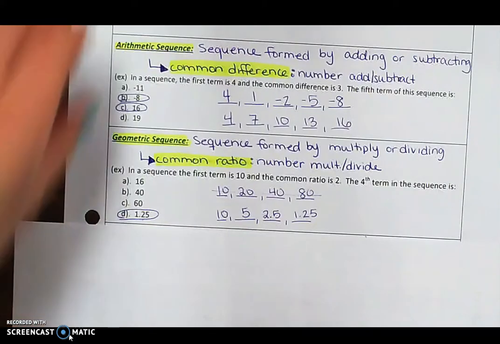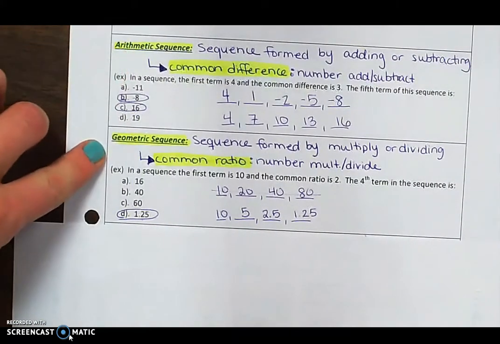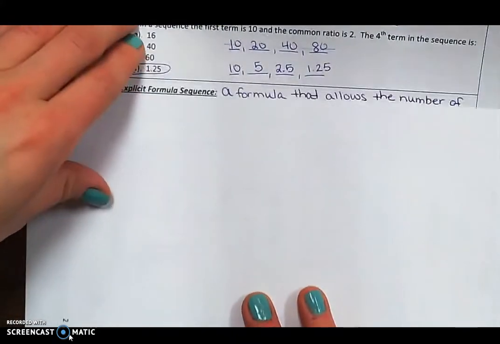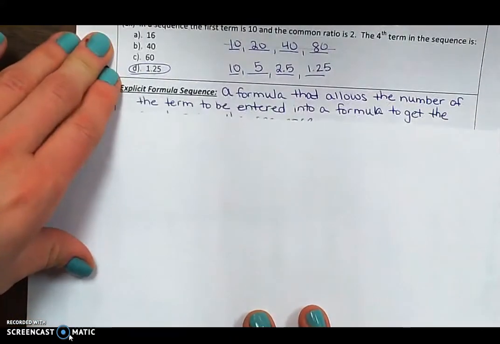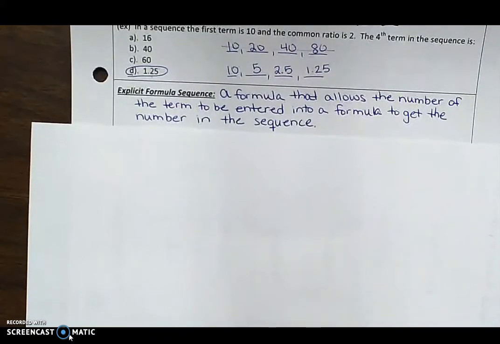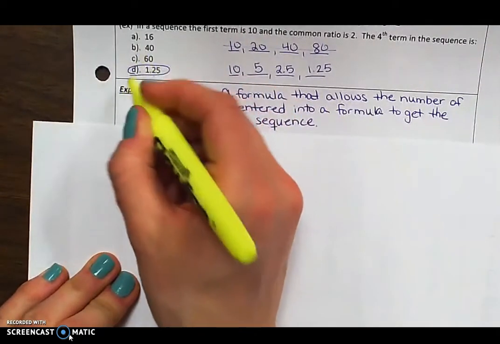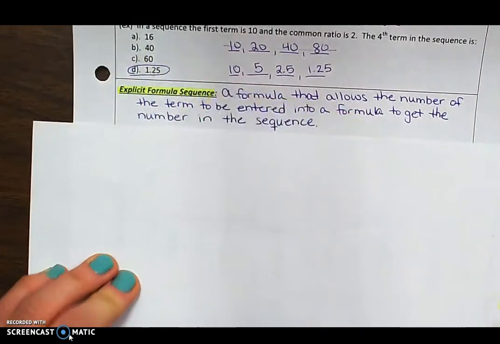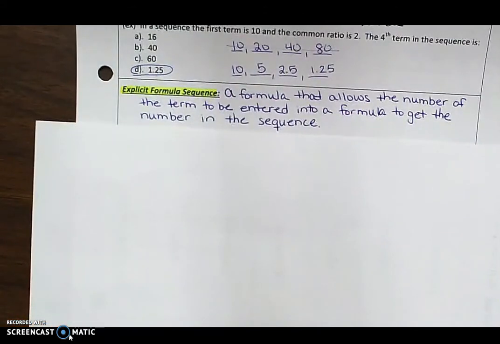All right, so we've got arithmetic and geometric. Let's take a look then at a special type of function called explicit formula for a sequence. This is a way that we can actually write the sequence. Explicit form, I'm going to go ahead and highlight that, is a formula that allows the number of the term to be entered into the formula to get to the number in the sequence.